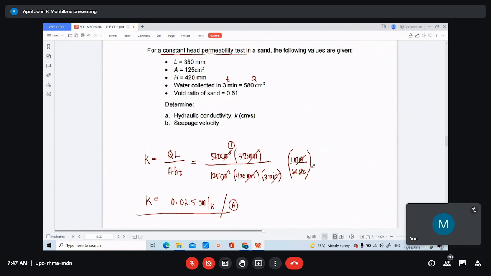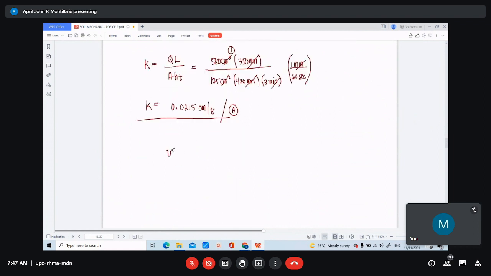Now, compute the seepage velocity. The seepage velocity is the ratio of the discharge velocity with respect to porosity. According to Darcy's law, discharge velocity is the product of hydraulic conductivity and hydraulic gradient. We already solved the hydraulic conductivity. The hydraulic gradient is the ratio of the head loss with respect to the length, over porosity. We don't have porosity yet. What was given is the void ratio, but porosity is related to void ratio: e over 1 plus e. So we can substitute directly.